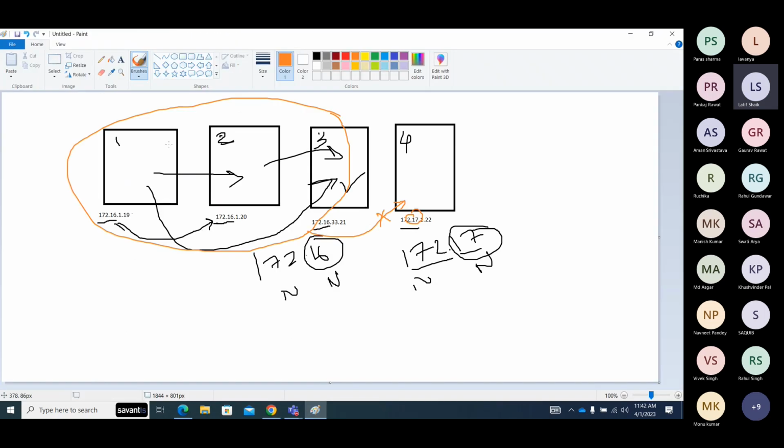Guys, another rule we should remember: host portions should not be exactly the same. This is 1.19. If this is also 1.19, then it is dangerous. It should not be like this. If both are in different networks, no problem, anyway it is different. But if the network portion is the same and the host portion is also the same, it is a conflict.